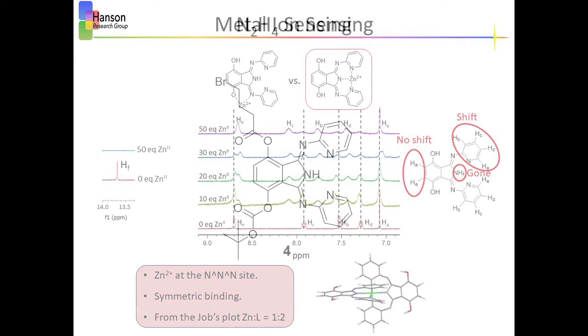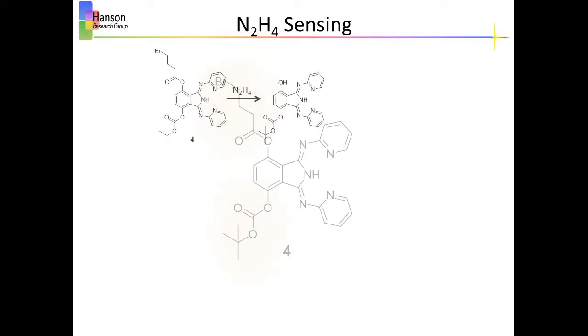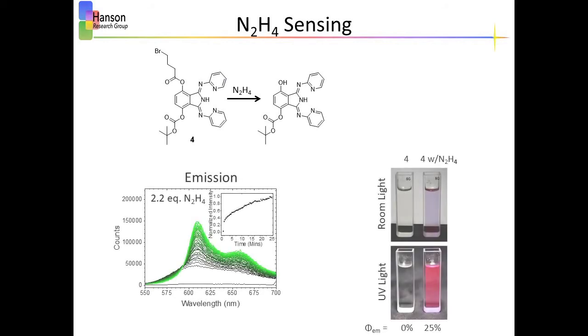We further probed the application of this dye as a turn-on fluorescent probe by synthesizing a derivative known as molecule 4, which has protecting groups at the ESIPT sites. When added to a solution containing molecule 4, hydrazine cleaves the bromobutyrate protecting group. This results in bright red emission, which continues to increase in intensity for about 20 minutes. The addition of hydrazine generates the deprotonated form of molecule 2, allowing for emission from the keto state while bypassing excited state proton transfer.